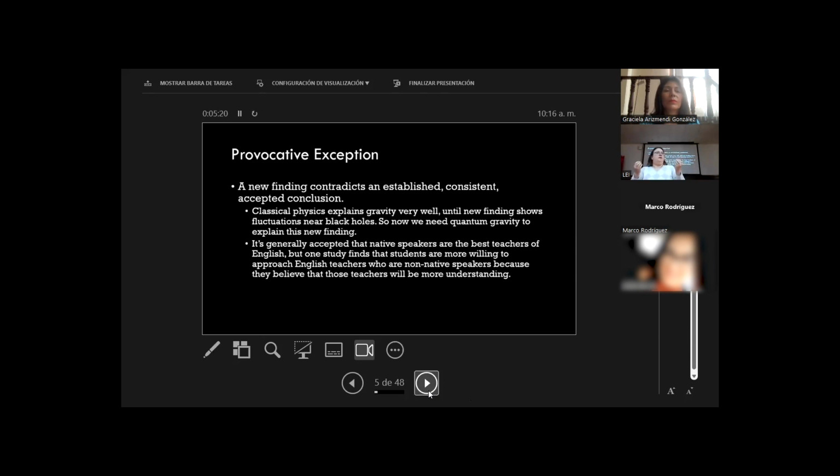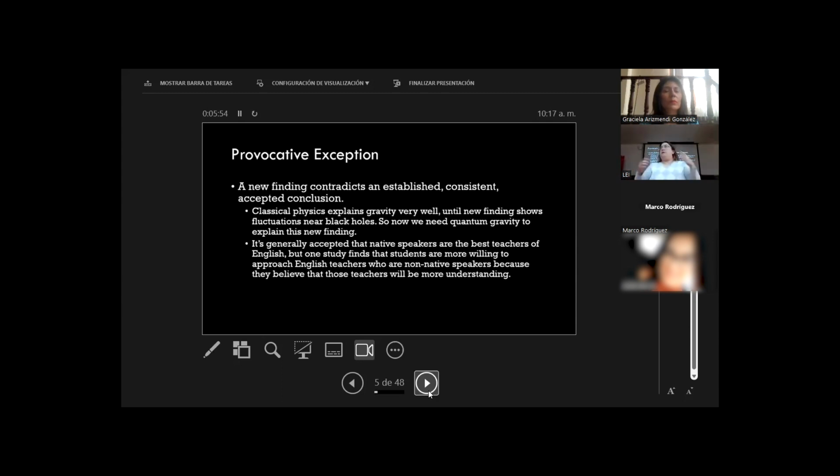So the first kind of frame is a provocative exception, which means it's a new finding that contradicts an established, consistent, or accepted conclusion. So I have some examples here. So in classical physics, they have a lot of equations that explain gravity very well, right? The process of gravity. But then a new finding shows that there's fluctuations near black holes where we don't expect them to be. So now we need a new theory of quantum gravity to explain this new finding.